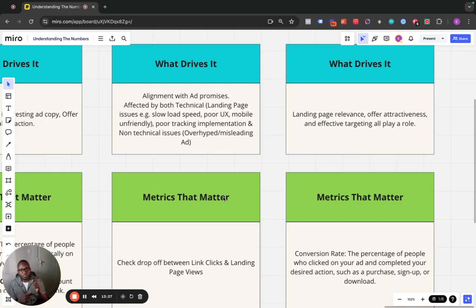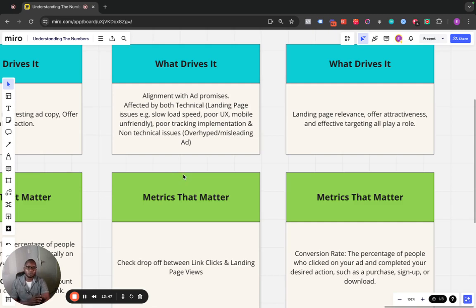But the last point that is extremely important is poor tracking implementation. So you need to make sure that the tracking that you have on the landing page and tying it back to the Facebook platform is actually working. So that means your pixel, you've tested it and it's working consistently. And if you're using the conversion API, you've also tested it and it's working consistently.